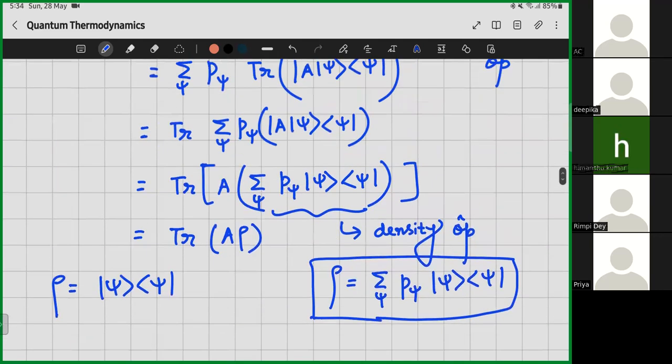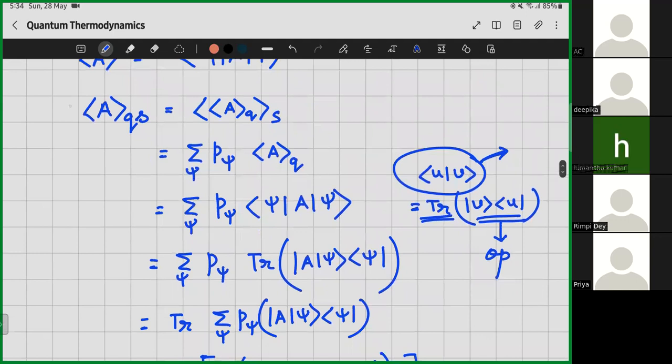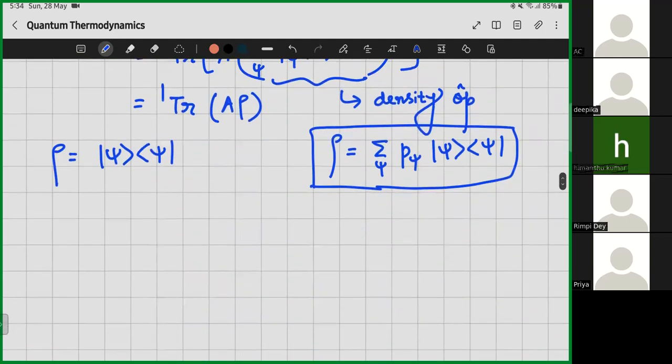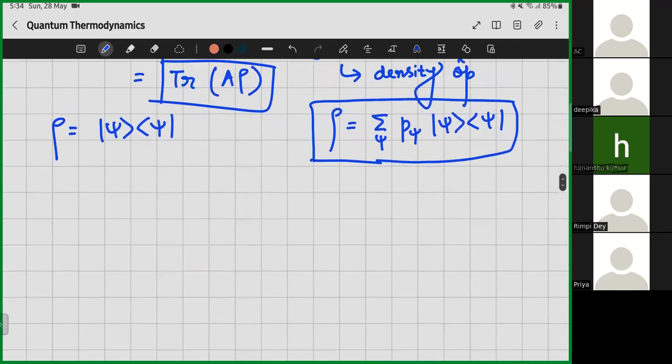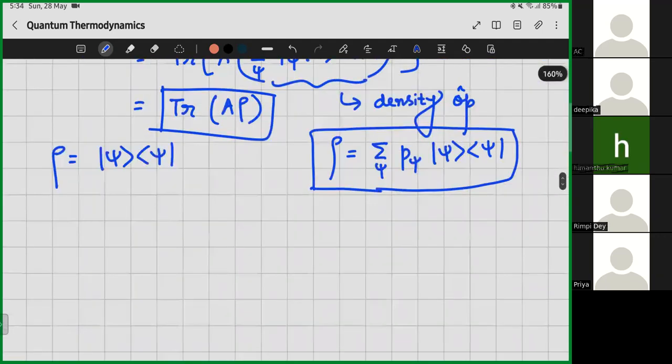Now this is the quantum statistical average. We can write it like this, the trace over rho times A, for any observable. That can be energy, or any other physical observable, like entropy, a state function.